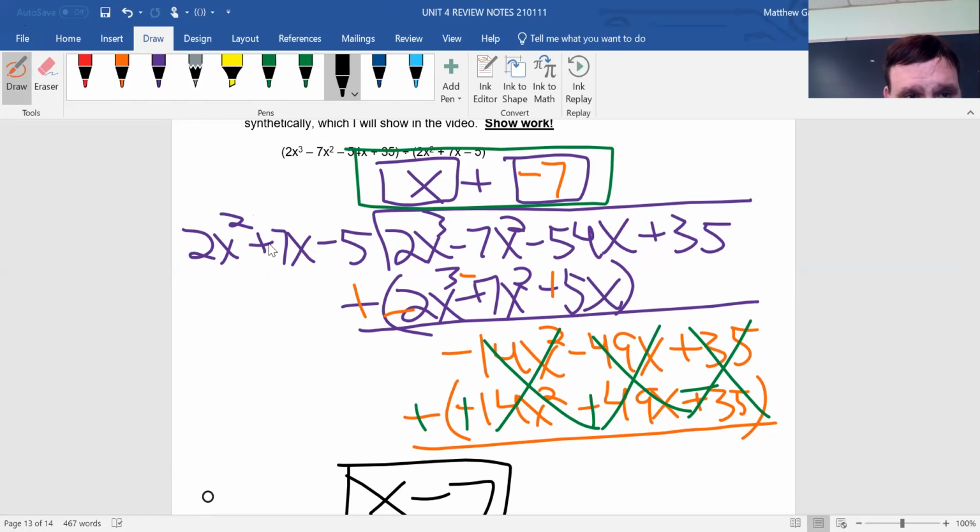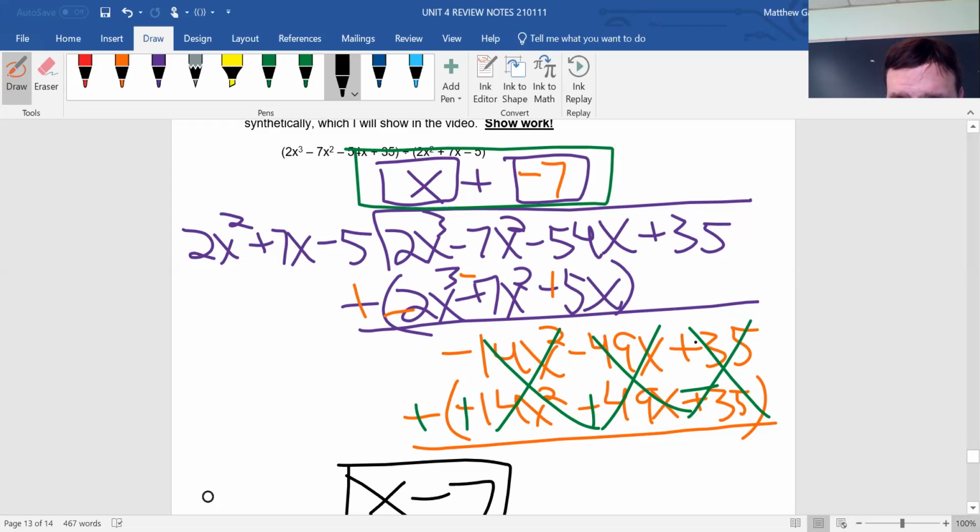So 2x cubed divided by 2x squared is 1x. And then, of course, I distribute here in purple. We've been through this. And then we end up with 2 terms, -14x squared, -54 plus 5 is -49. Then we bring down the 35. -14x squared divided by 2x squared is this -7. So all 3 terms cancel out. So you have no remainder.